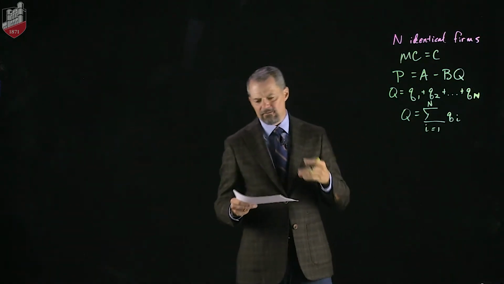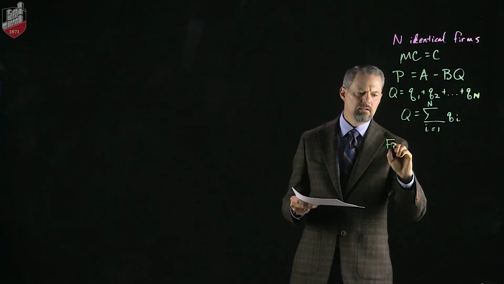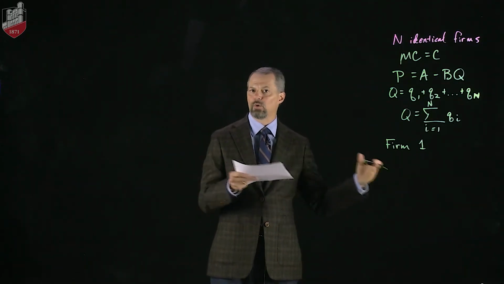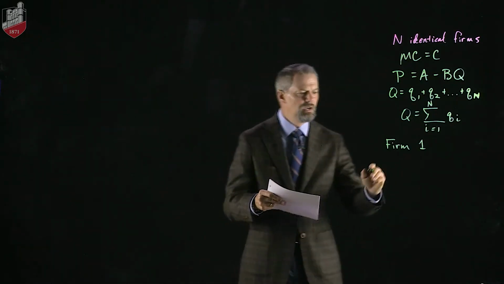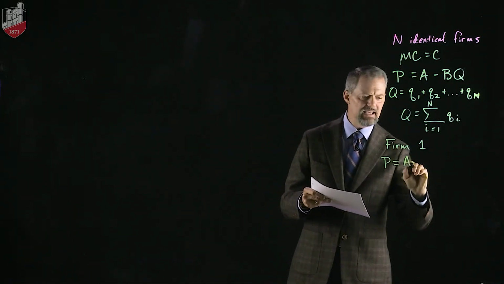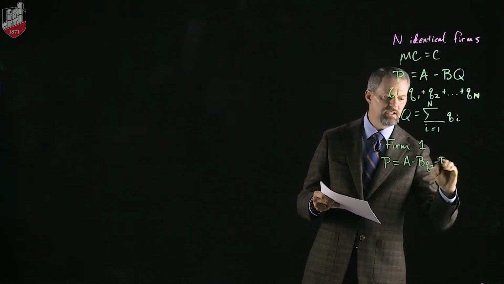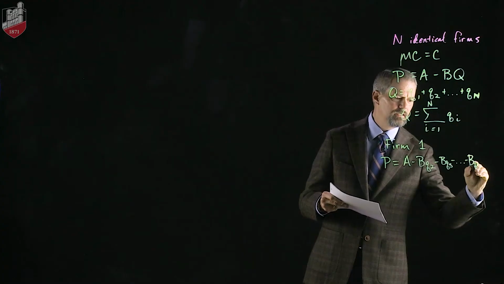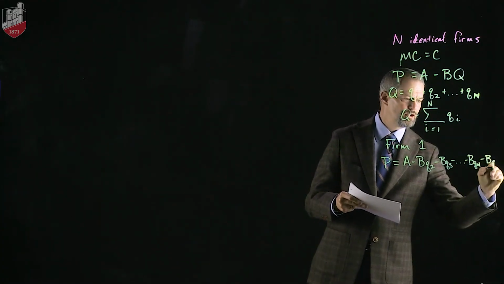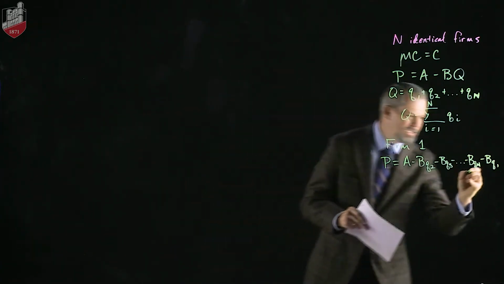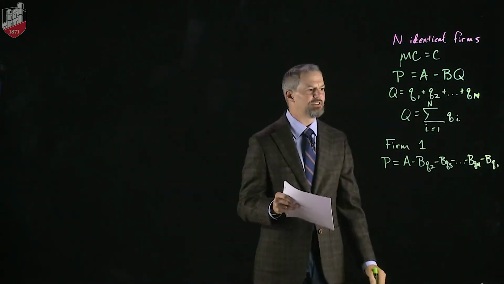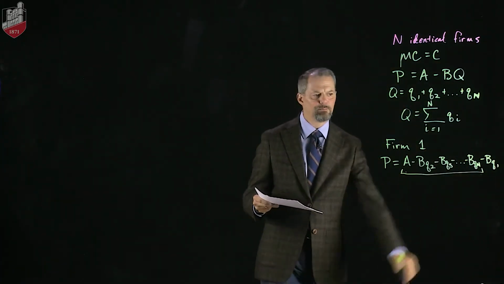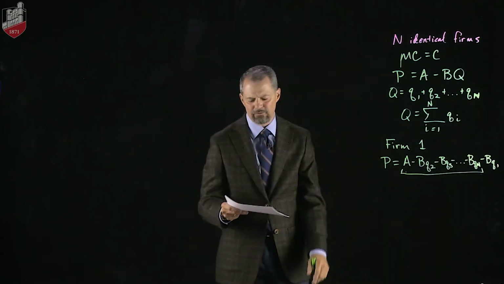Now, let's think about firm 1. If we think about the demand curve that firm 1 faces, it's going to be very similar to what we saw before, except that the intercept is going to be bigger. From firm 1's perspective, the demand curve that it faces is A minus B Q2 minus B Q3 out to minus B Qn, minus B Q1. That's the demand curve that firm 1 faces, where all of the stuff in here represents the intercept. Firm 1 has no control over any of the quantities produced by the other firms.